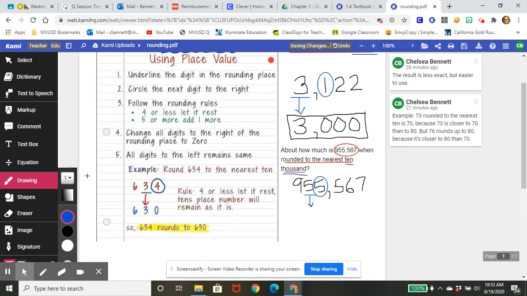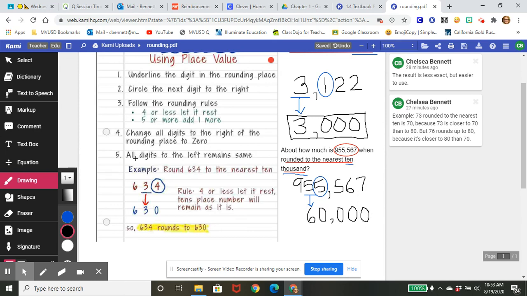I'll round it up to a 6. So I turn that 5 into a 6, okay? Step number 4, change all digits to the right of the rounding place to 0. So this 5 gets turned into a 0, the comma. This 5 gets turned into a 0. This 6 turns into a 0. This 7 turns into a 0.